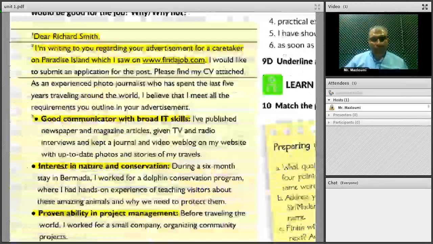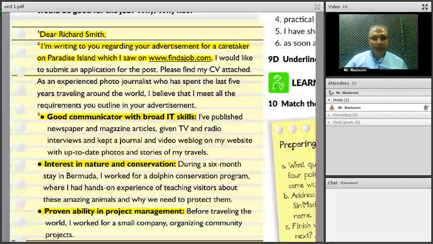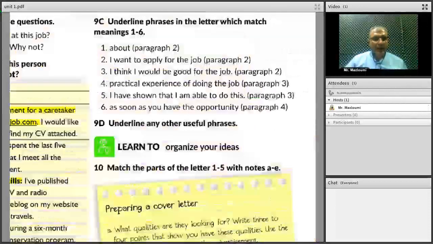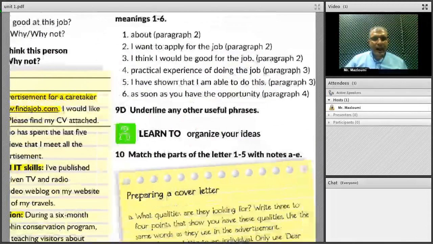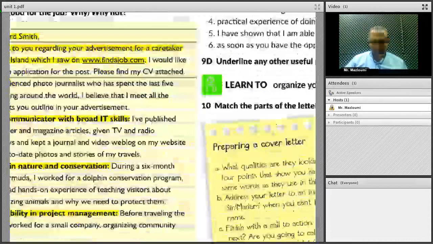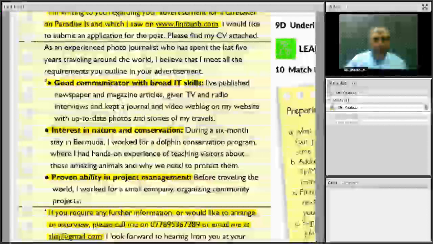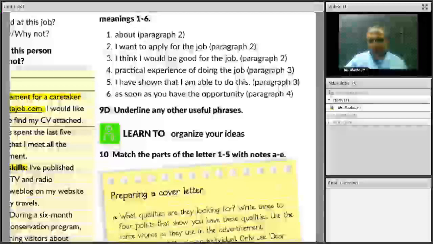Number 2, I want to apply for the job. In paragraph 2, I'd like to submit an application for the post. It means I want to apply for the job. Number 3, I think I would be good for the job. In paragraph 2, here, I believe that I meet all the requirements you outline in your advertisement. I'm the one for the job.